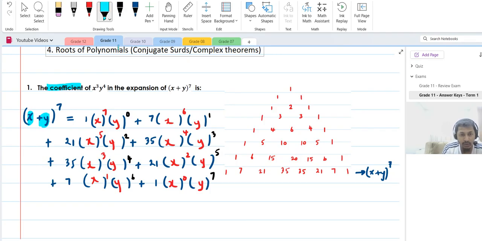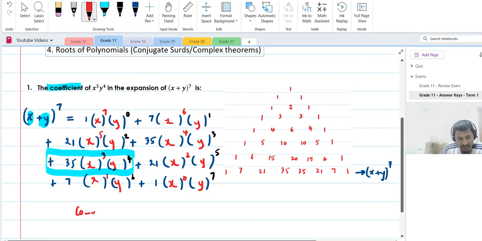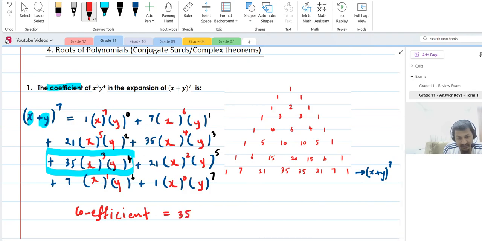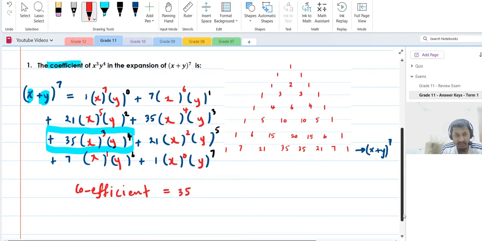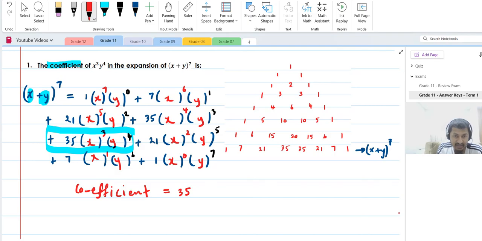Remember, we wanted the coefficient of x cubed y to the power 4. So x cubed y4 is here. So what's the number next to x cubed y to the power 4? So the coefficient is 35. So coefficient is equal to 35. Whereas this x plus y to the power 7 has 8 terms.